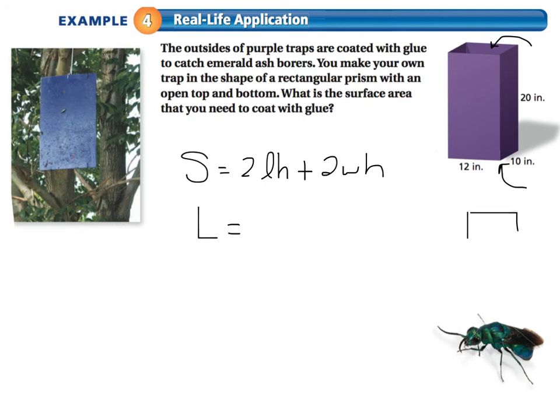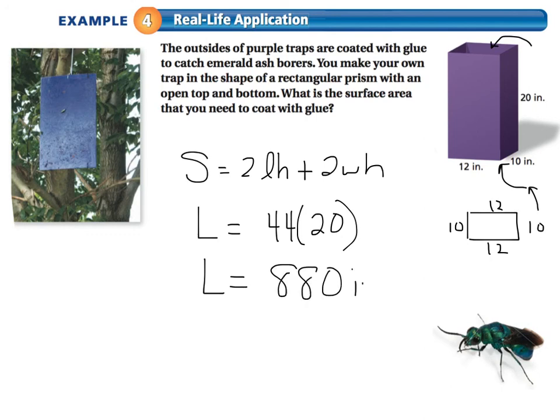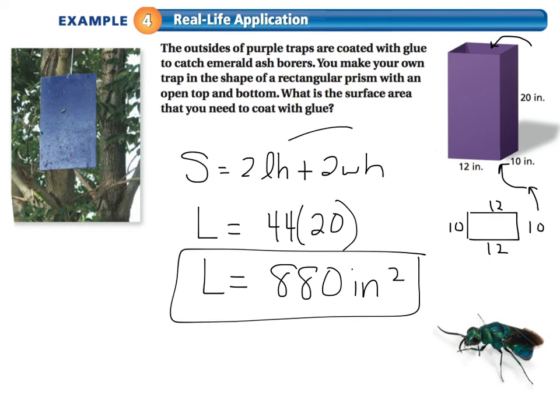So let's think about it. Perimeter of the base. Our bases are that. So if I find the perimeter of the base, that's 10 plus 10 is 20, plus 24 is 44, times the height of the prism, which is 20. So the lateral area would be 44 times 20, which is 880 square inches. Now you could have plugged all of these in for the length, width, and height. But you could have also just found the perimeter of the base and multiplied it by the height of the prism.